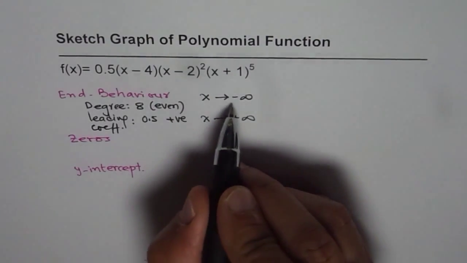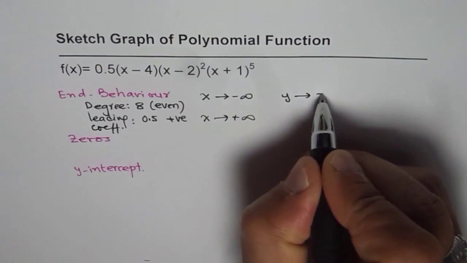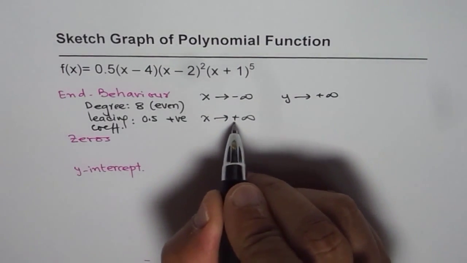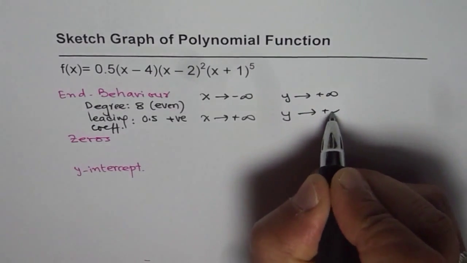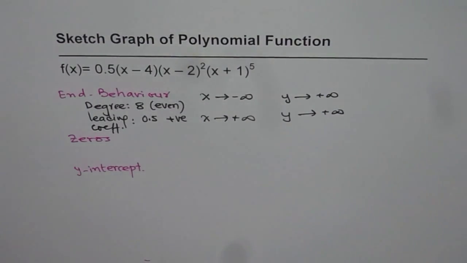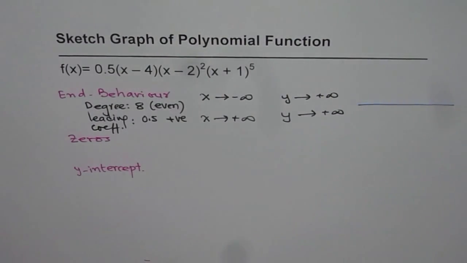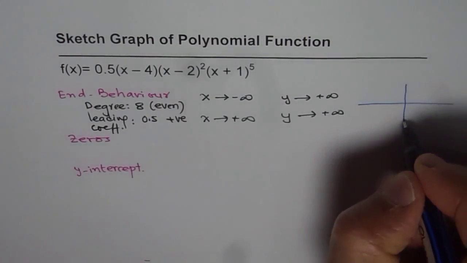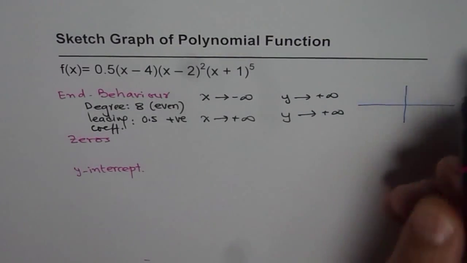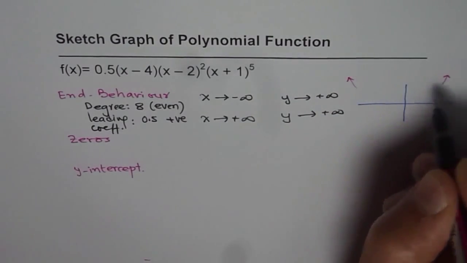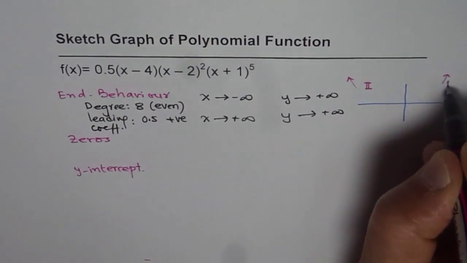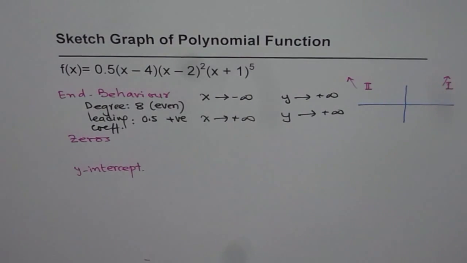So that means if x is approaching minus infinity, then y is approaching plus infinity. And when x is approaching plus infinity, y is also approaching plus infinity. So that is the end behavior. So if I have to sketch this polynomial, then basically it will be moving from quadrant 2 to quadrant 1. So it is kind of like this. That is how the graph is going to be. Now, polynomials are continuous smooth functions, so the graph should not have any cusp, corner or breaks.